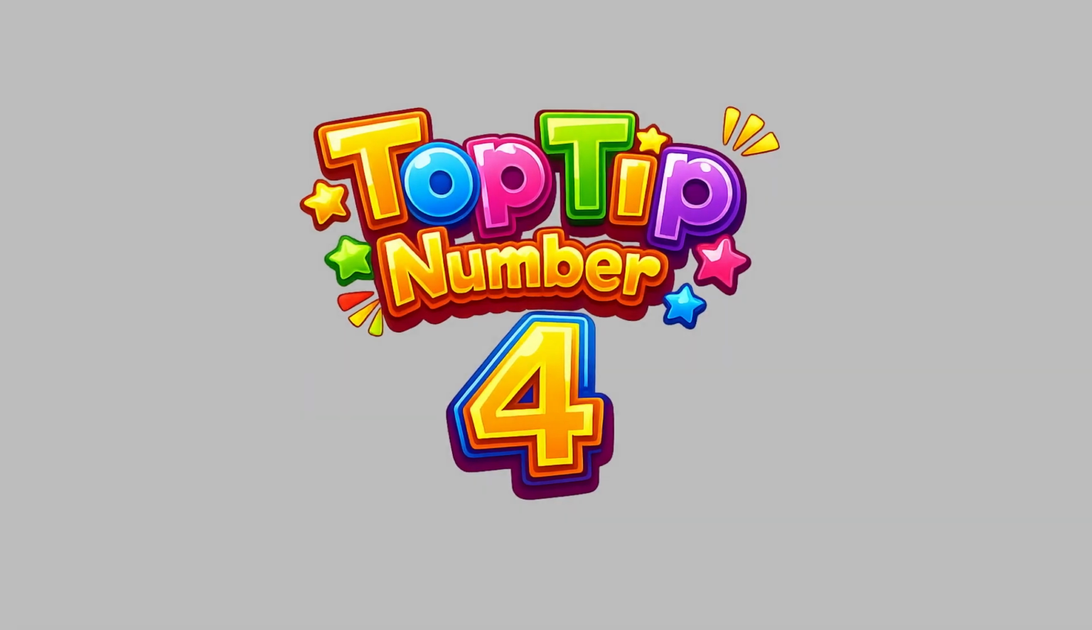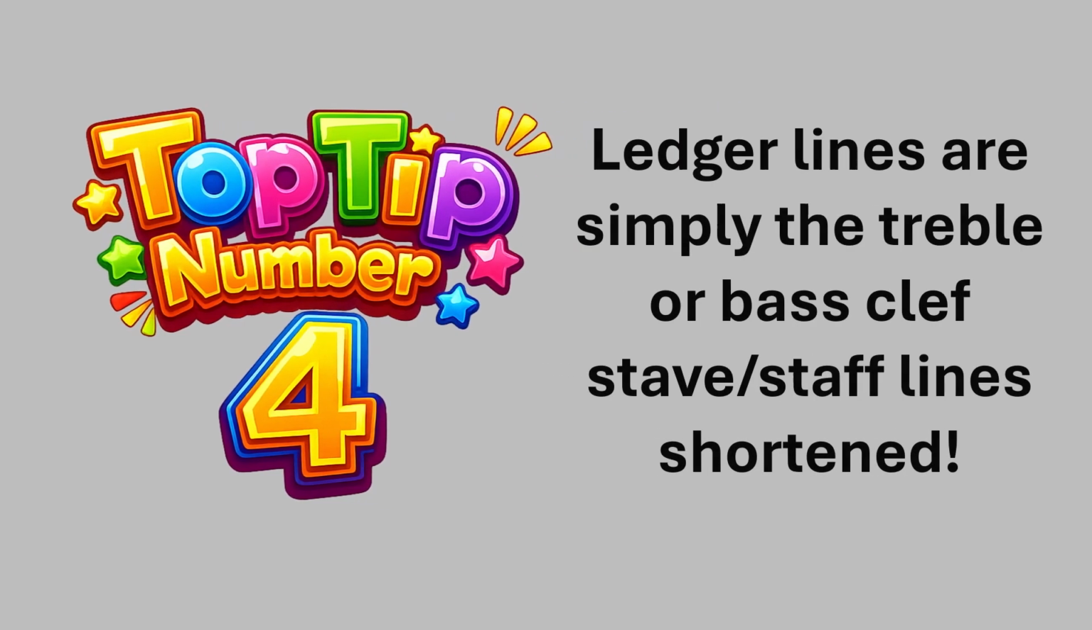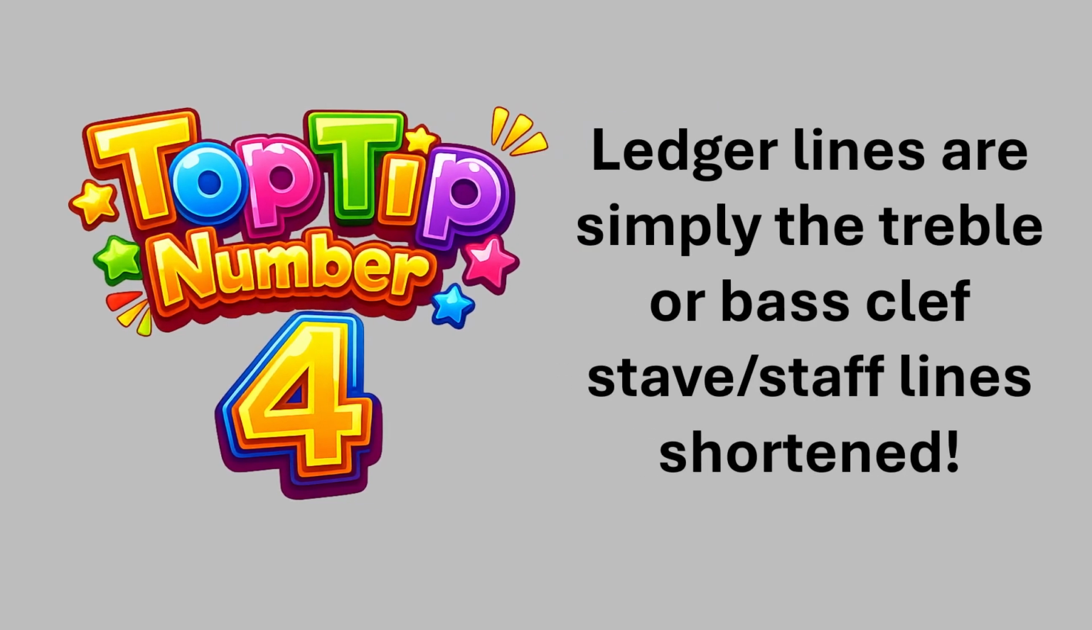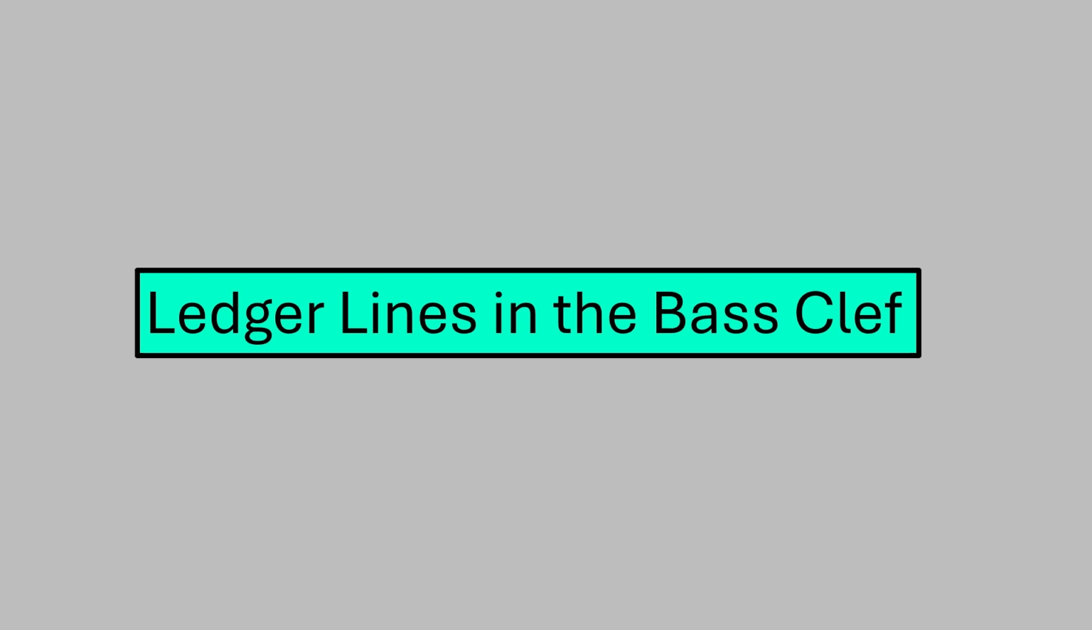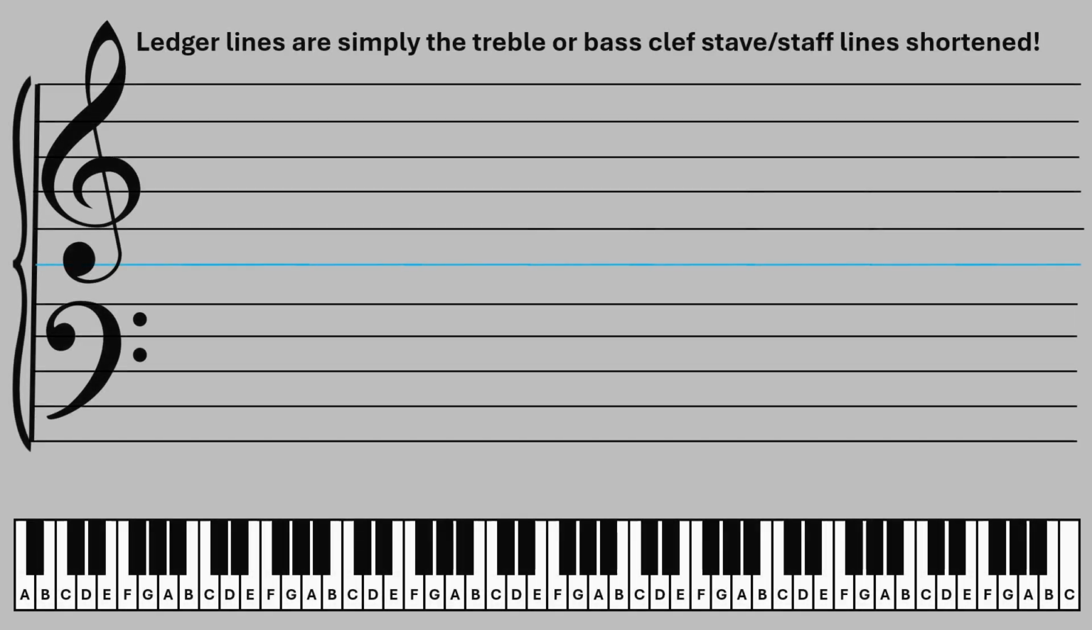Top tip number 4. Ledger lines are simply the treble or bass clef stave or staff line shortened. Let's start with ledger lines in the bass clef. Here we have our treble and bass clef staves with a crossover line for middle C shown in blue. Let's add middle C and then shorten the line to fit. The line that middle C sits on is called a ledger line.